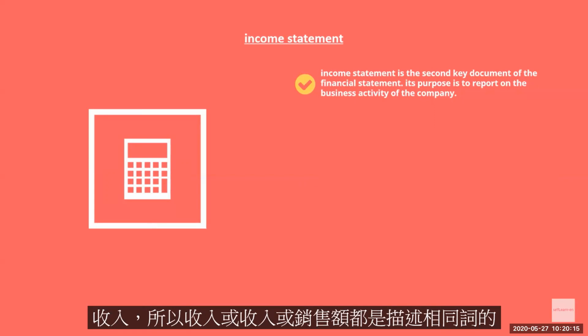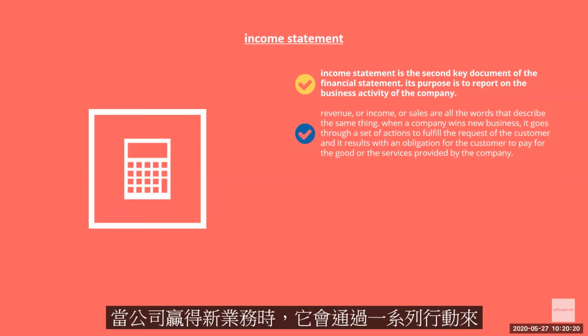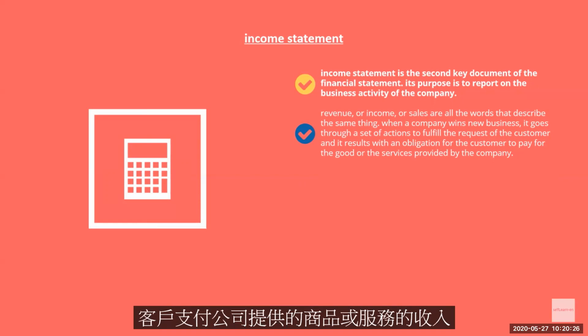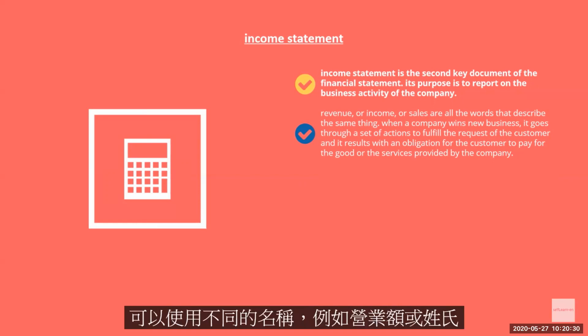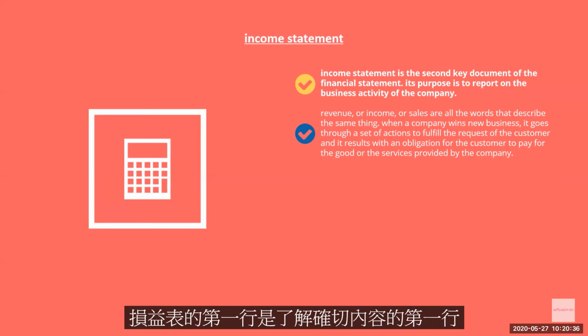So revenue, or income, or sales, are all words that describe the same thing. When a company wins new business, it goes through a set of actions to fulfill the request of the customer, and it results in an obligation for the customer to pay for the good or the services provided by the company. Revenue can have different names such as turnover or top line. That last name, top line, comes from its position within the income statement. As it is the first line of the income statement, it's the top line.